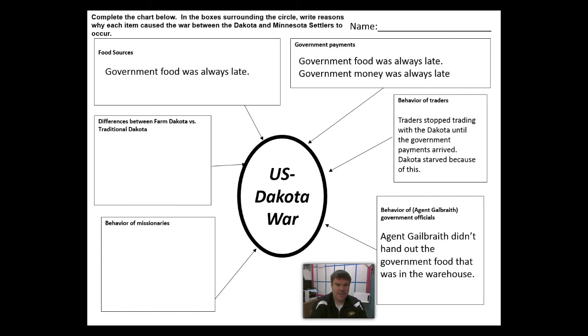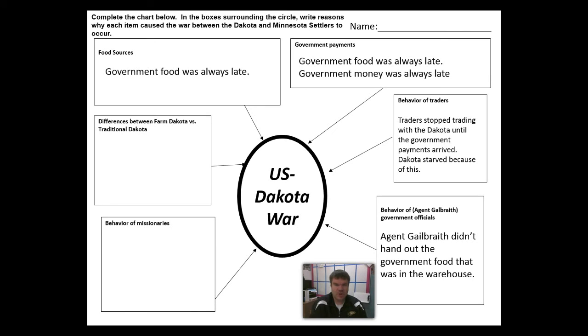The government agent on the reservation, his job was to hand out the money and the food from the government, and just to kind of keep control of what was happening on that reservation. And in this case, his name was Thomas Galbraith. And Agent Galbraith, his part in causing this war to happen is that when the government food finally did arrive on the reservation, he refused to hand out that food until the money arrived as well.